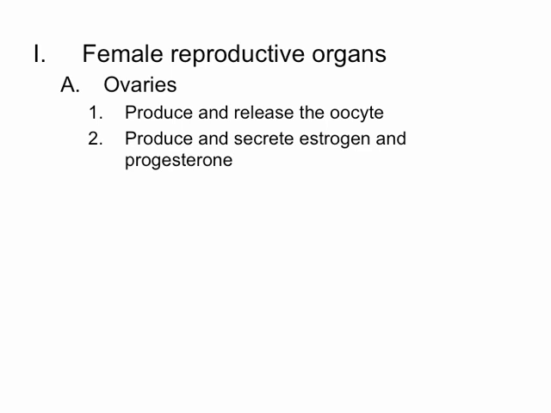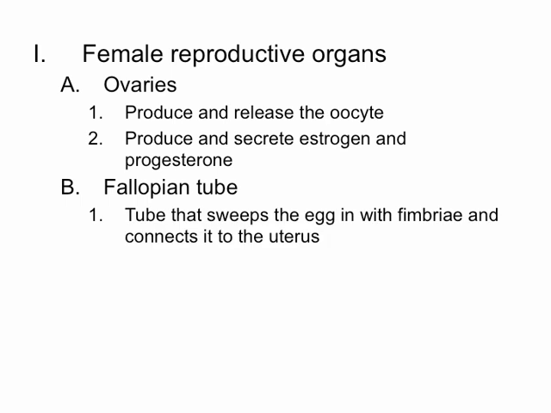The ovaries are responsible for producing and secreting estrogen and progesterone as well, just like the male testes were responsible for secreting testosterone. The fallopian tube, also called the oviduct or the uterine tube, is a tube that sweeps the egg from the ovary into the tube with finger-like projections called fimbriae, and then it connects to the uterus where the egg will eventually implant if fertilization should take place. The fallopian tube is the normal site of egg fertilization.